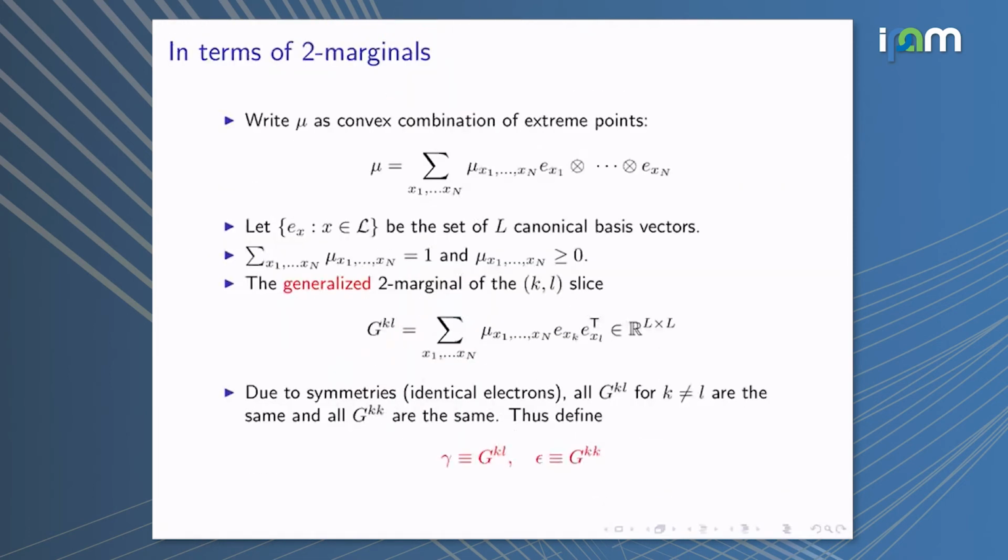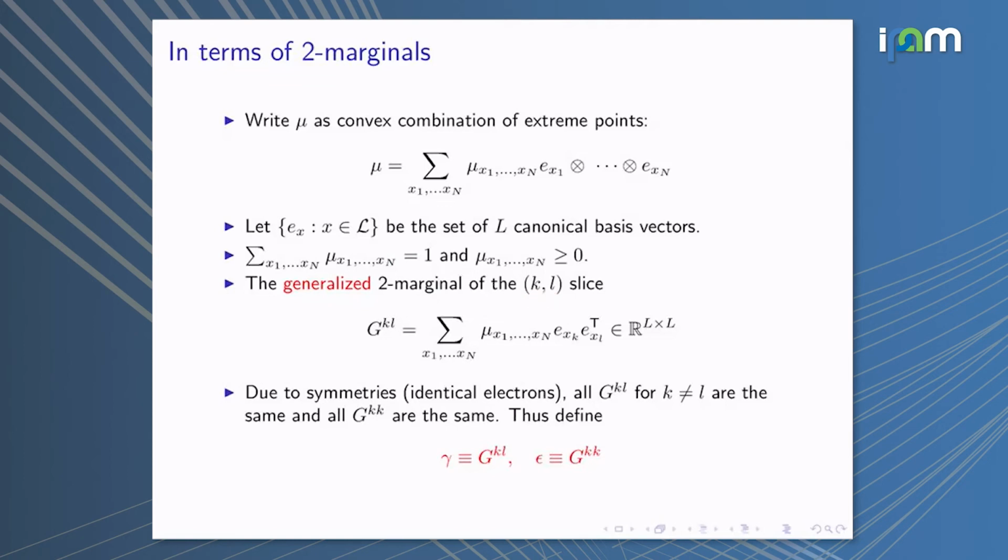Now, how are we going to use these marginals? More specifically, we're going to write our mu in terms of the canonical basis. So mu is a tensor, but here I'm just writing out each of the elements, where this e_x corresponds to the canonical basis, corresponding to different points on the physical space. So if you write down the tensor element-wise, this is how it looks.